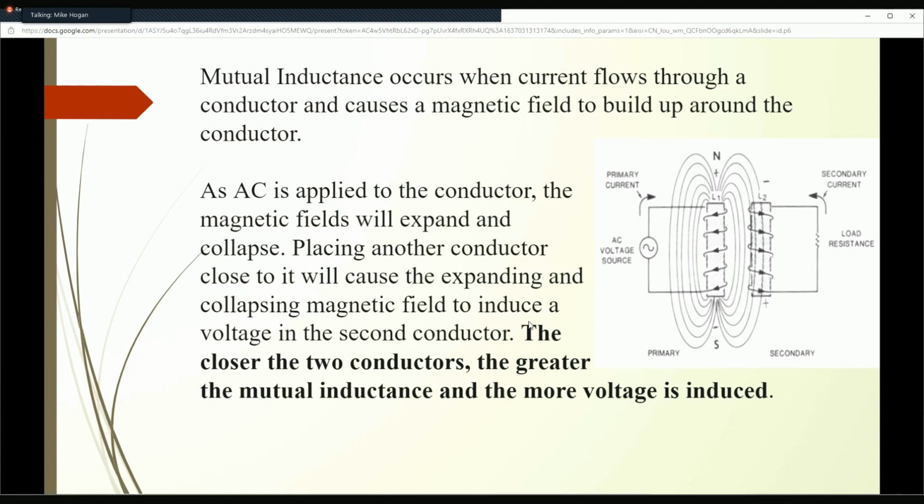Also notice this bold statement here: the closer the two conductors, the greater the mutual inductance, the more the voltage is induced. That holds true in terms of the physical location. The closer those two are, the more that magnetic field is going to cut across these turns in the secondary, the more voltage you're going to get in the secondary, and the fewer losses you're going to have. If you had a transformer with a primary and secondary separated by quite a bit, then you're going to have more loss than if those two inductors are closer together, right?